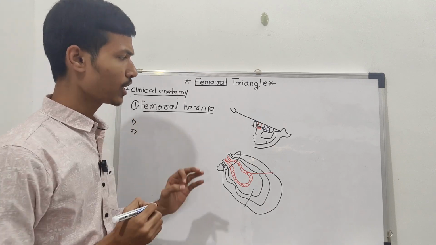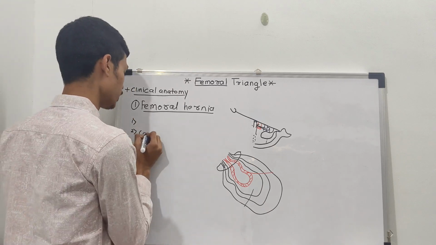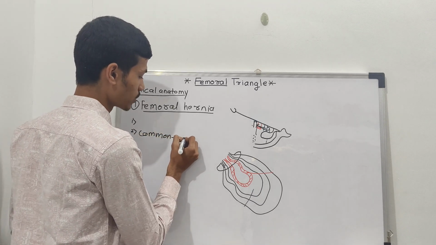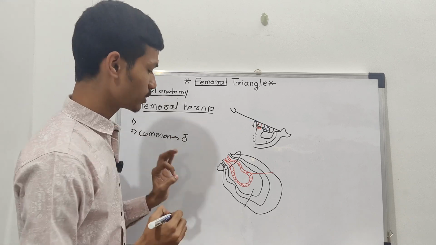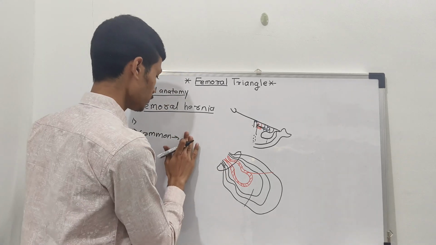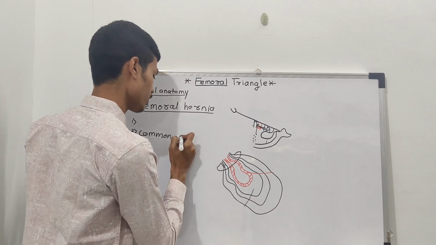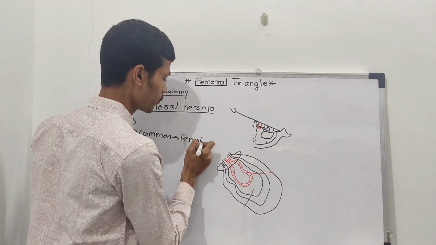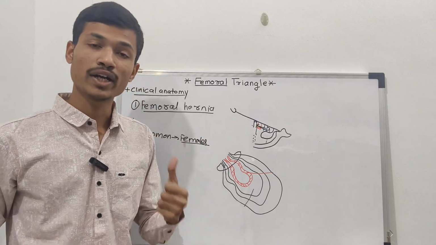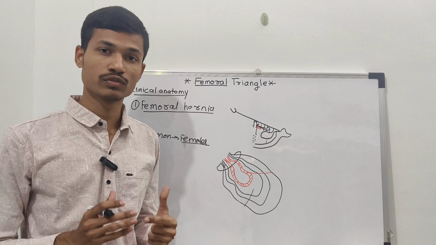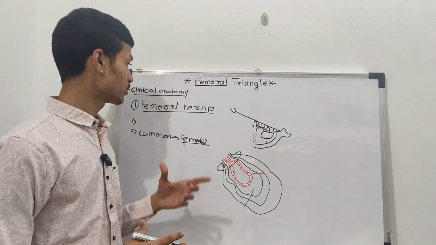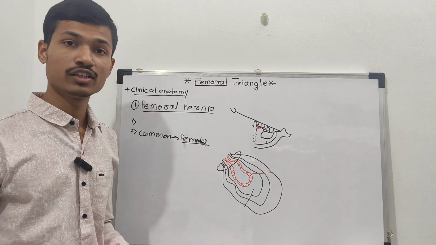And this femoral hernia is more common in females. Why is it common in females? It is more common in females because of two reasons: a wider pelvis, and second, the smaller size of the vessels. These are the two reasons for the common occurrence of femoral hernia in females.